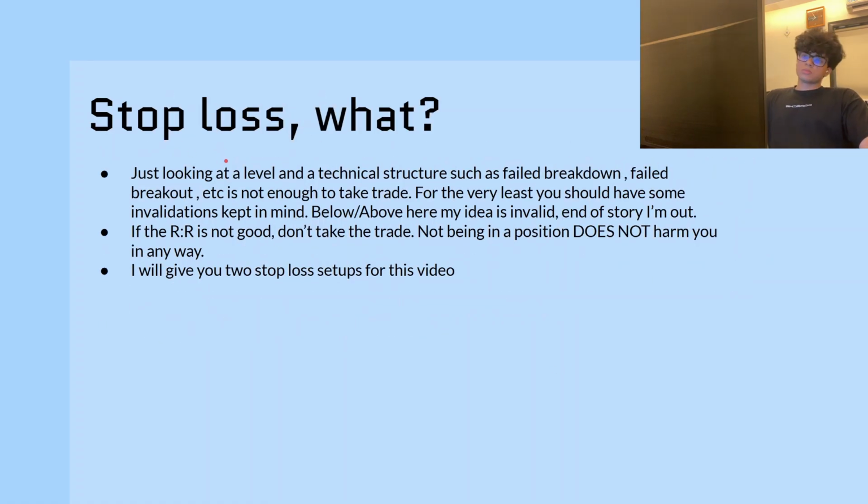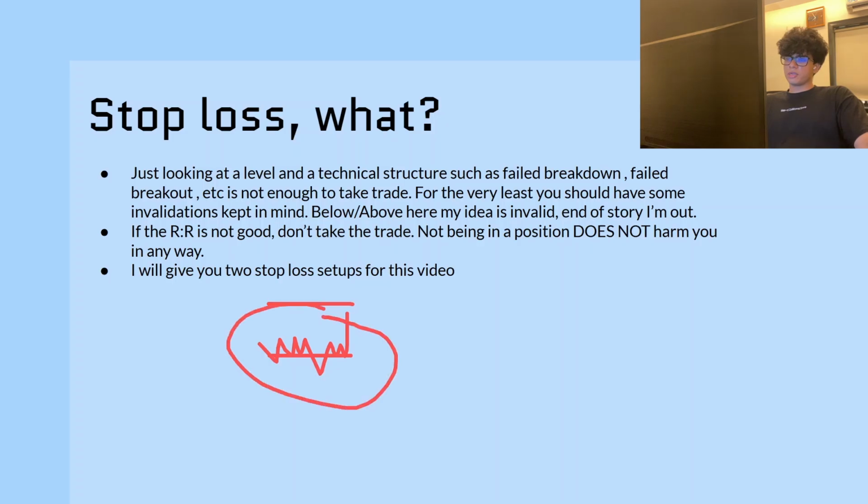Just looking at a level and a technical structure, such as a failed breakdown or failed breakout, is not enough to take a trade. For example, I showed you some structure here. This is not enough to take a trade. You should know your entry, exit, target, all of that. You should always have an invalidation in mind. That means that at a certain point, your trade is no longer valid. It's not going to go in your direction. Below or above here, my idea is invalid. End of story. That's how you should trade.